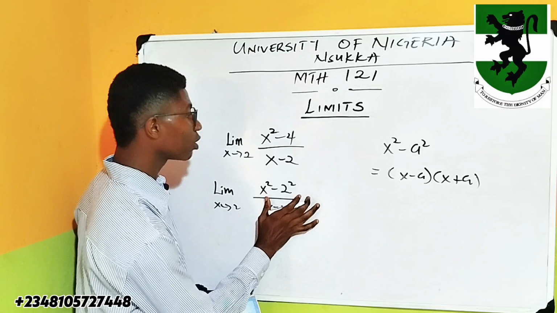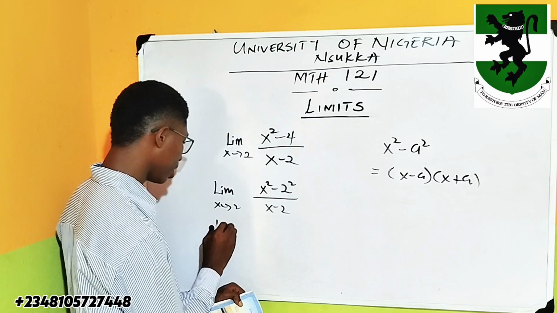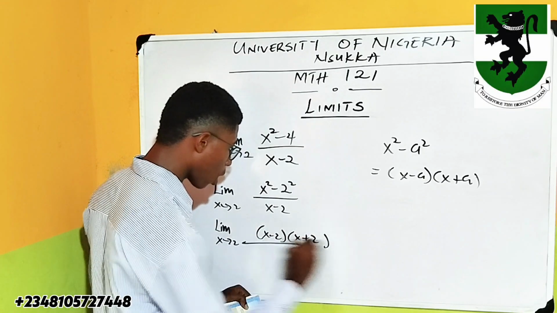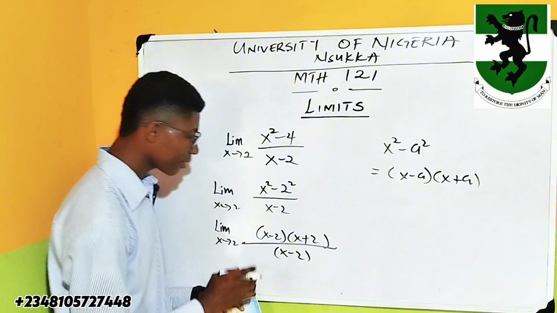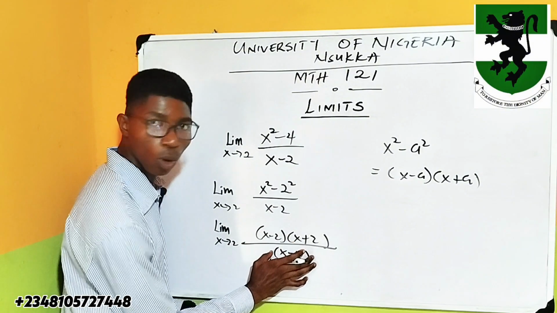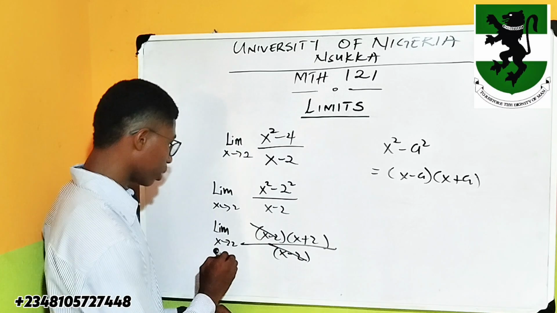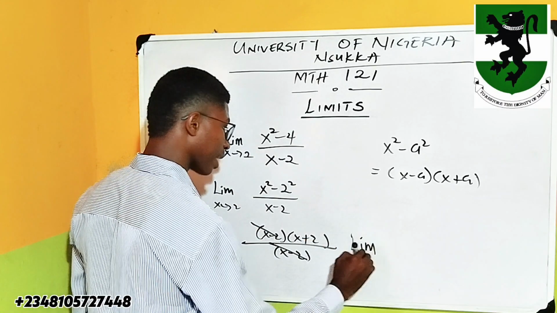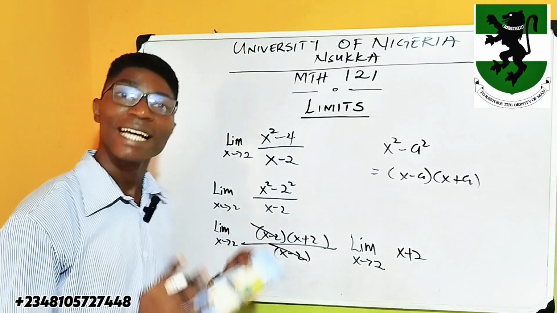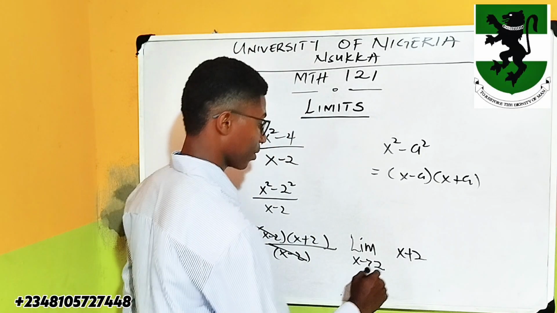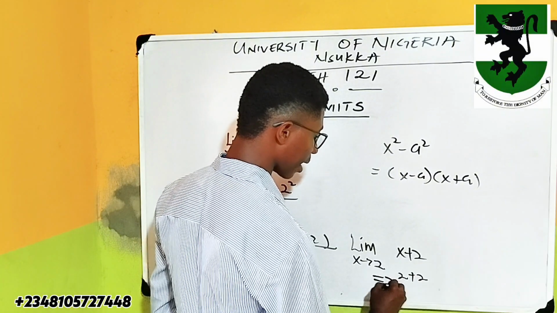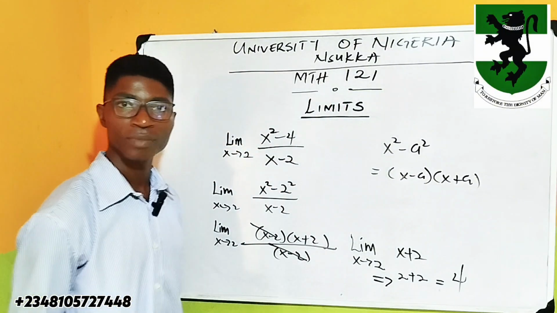Now, writing this in difference of two squares format, we have the limit as x approaches 2 of (x minus 2)(x plus 2) all over x minus 2. We observe that x minus 2 is common in the numerator and the denominator. Hence, this cancels out this. We are left with the limit as x approaches 2 of x plus 2. Now, solving this by direct substitution, we put 2 into this expression. We have 2 plus 2. Hence, our answer is equal to what? 4. I hope this is clear.